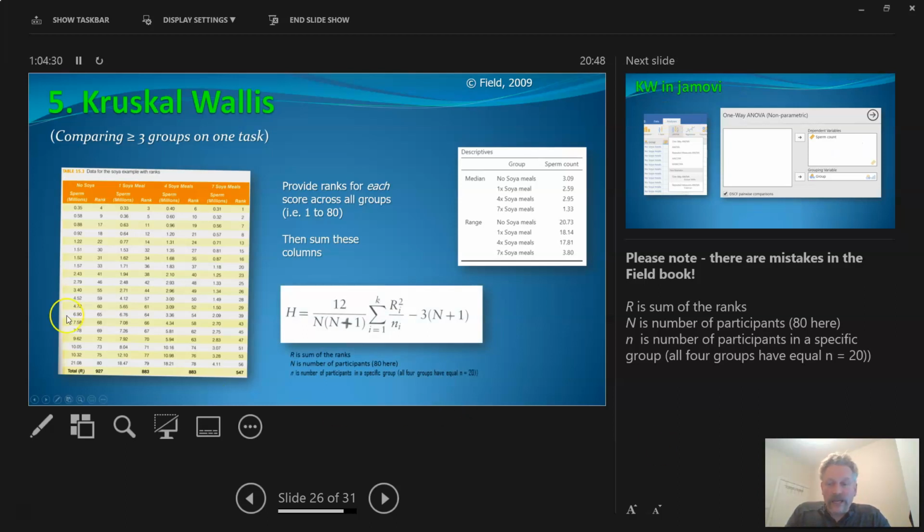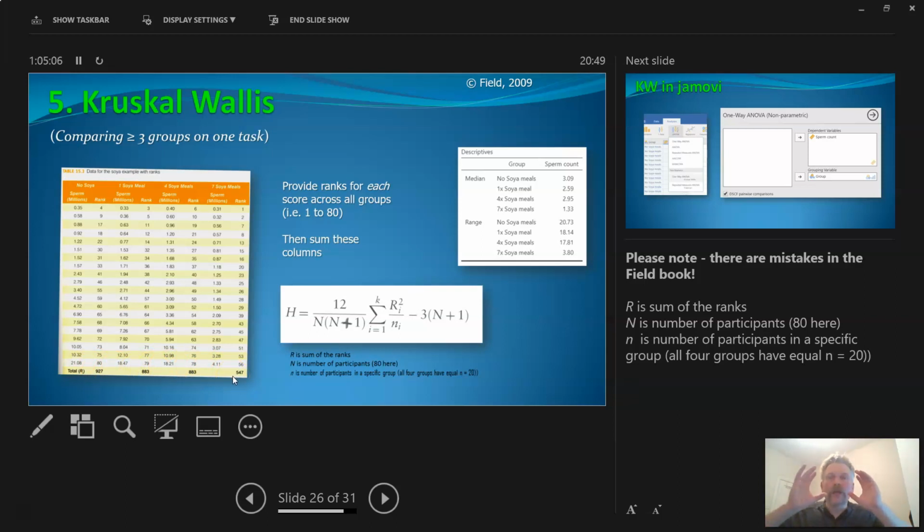And what you can do is just sum those columns. So again, if we're expecting a difference in the descriptive statistics of our different groups based on raw scores, then that same pattern is going to manifest itself in the rank scores of each of our groups. So again, you can see that those that have 7 soya meals in a week would seem to have the lowest sperm count, in terms of the ranks across the 4 different groups.